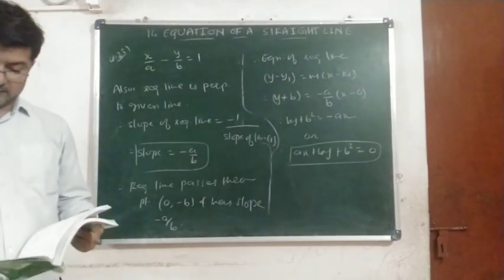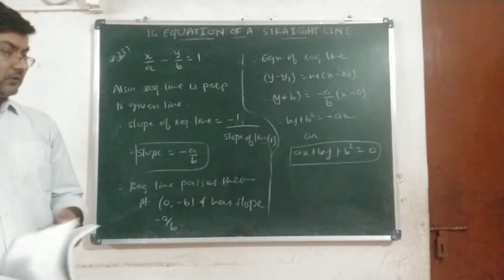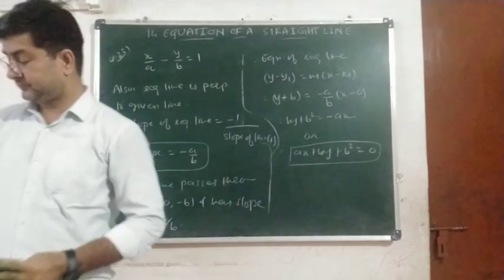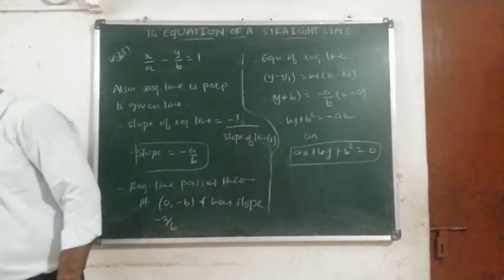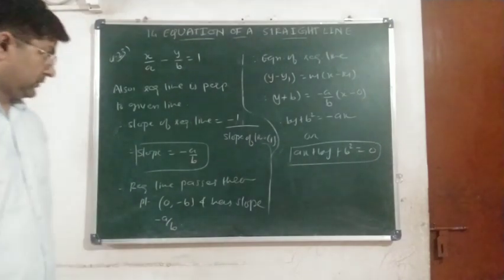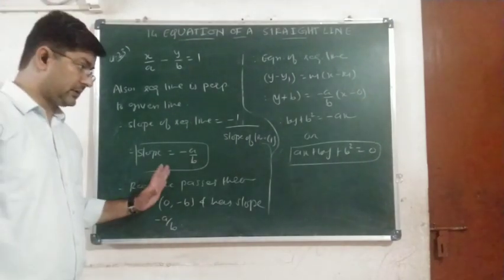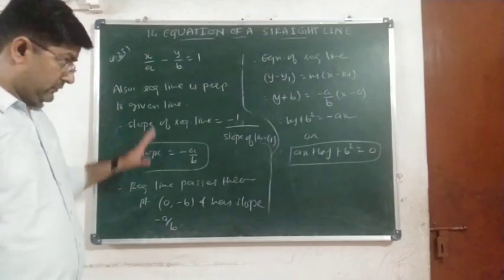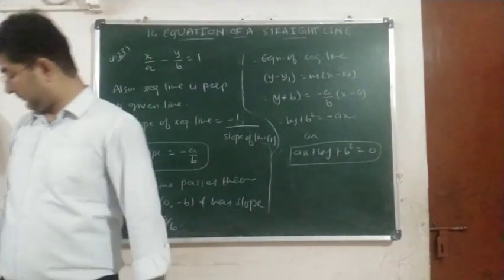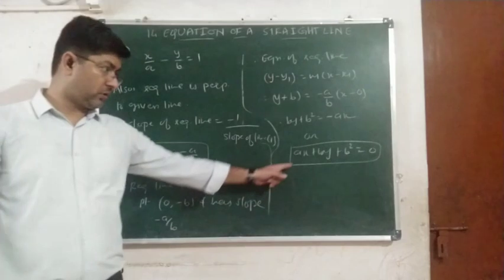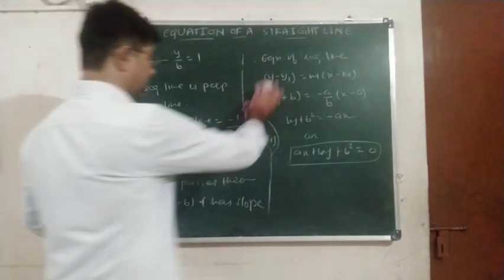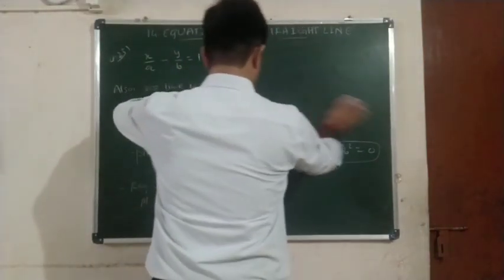Okay, so we got the answer. Question number 23: ax plus by plus b square equals 0. Clear? Okay, if you want to understand this question with the help of a diagram, let us draw the diagram. We have got the answer, but still I will draw a diagram and try to explain.